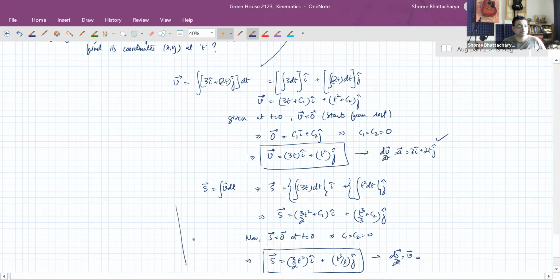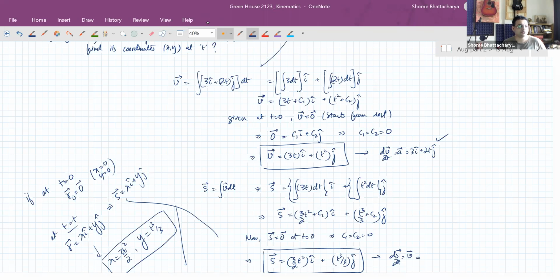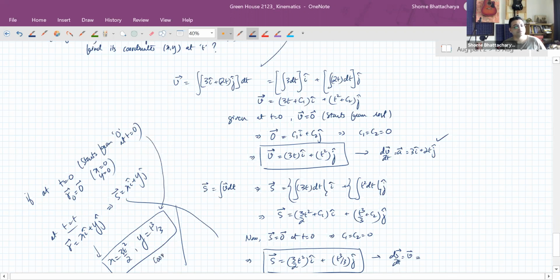So now also for the third part, we can see that if at t equal to 0, the position vector was 0 because x coordinate is 0, y coordinate is 0. Then at t equal to t, the position vector x i cap plus y j cap will be such that the displacement itself is x i cap plus y j cap. So the x coordinate should be the x component of the displacement, so it should be this. And the y coordinate should be the y component of displacement, so it should be this. So these are the x and y coordinates as functions of time, provided the starting point is the origin. It starts from the origin at t equal to 0. Then at any time t, the coordinates are given by this. Okay, so this is the conclusion of this question.